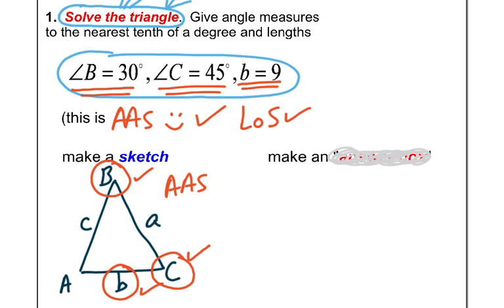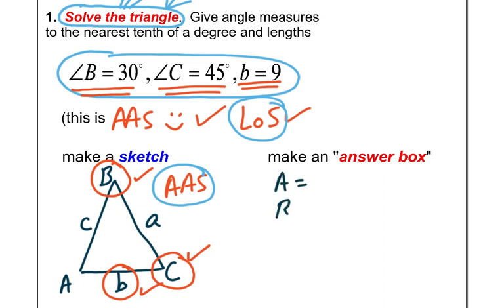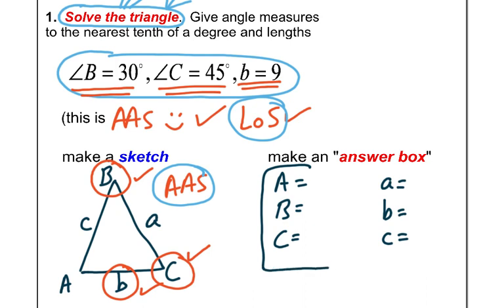All right, so after we made a sketch and we figured out what case it is and what law we need to use, we need to organize ourselves. So here we go, folks. Let's make a cute little answer box here. In the answer box, I'm going to put all 6 things I'm looking for: angle A, angle B, angle C, and over here, how about side a, side b, and side c? It's just a great way to organize all of your answers as you put things together. For every problem, I always make a little answer box so I can see where everything lines up. All right, now they gave us some stuff, right?